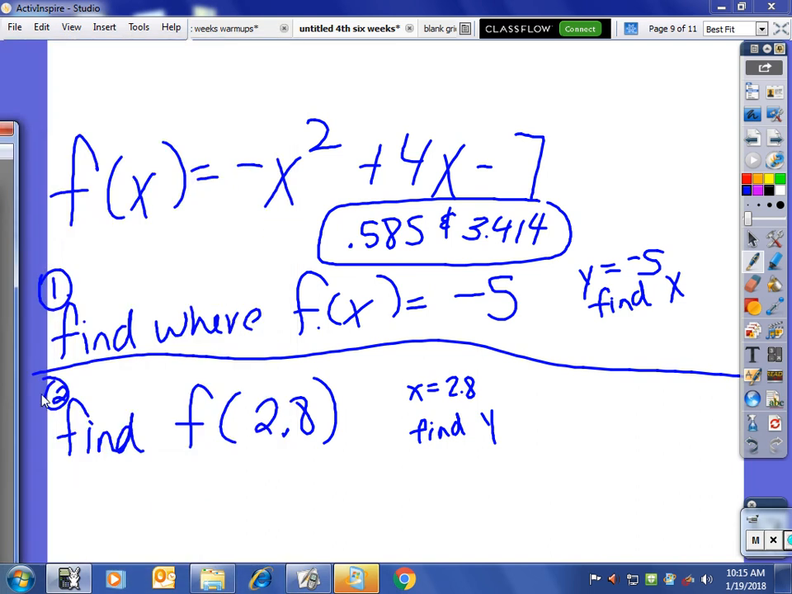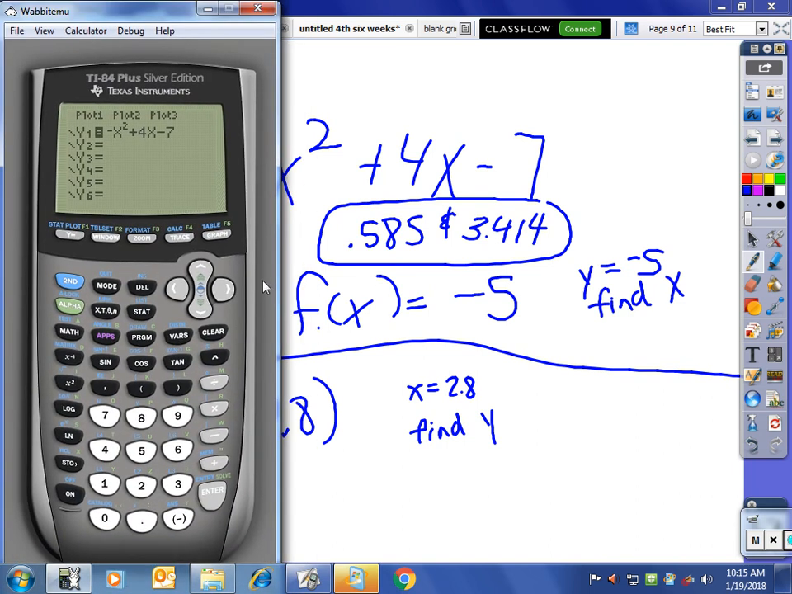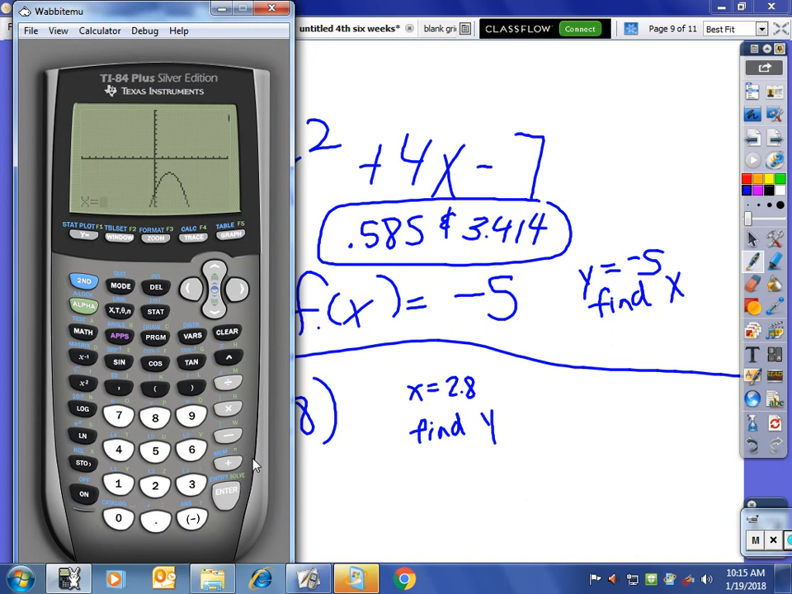They gave me a function rule and they gave me an x value. I can do that in the t-chart, or I can just calculate the x value they gave me. They gave me an x value of 2.8. I plug it in and it tells me the y value would be negative 3.64.